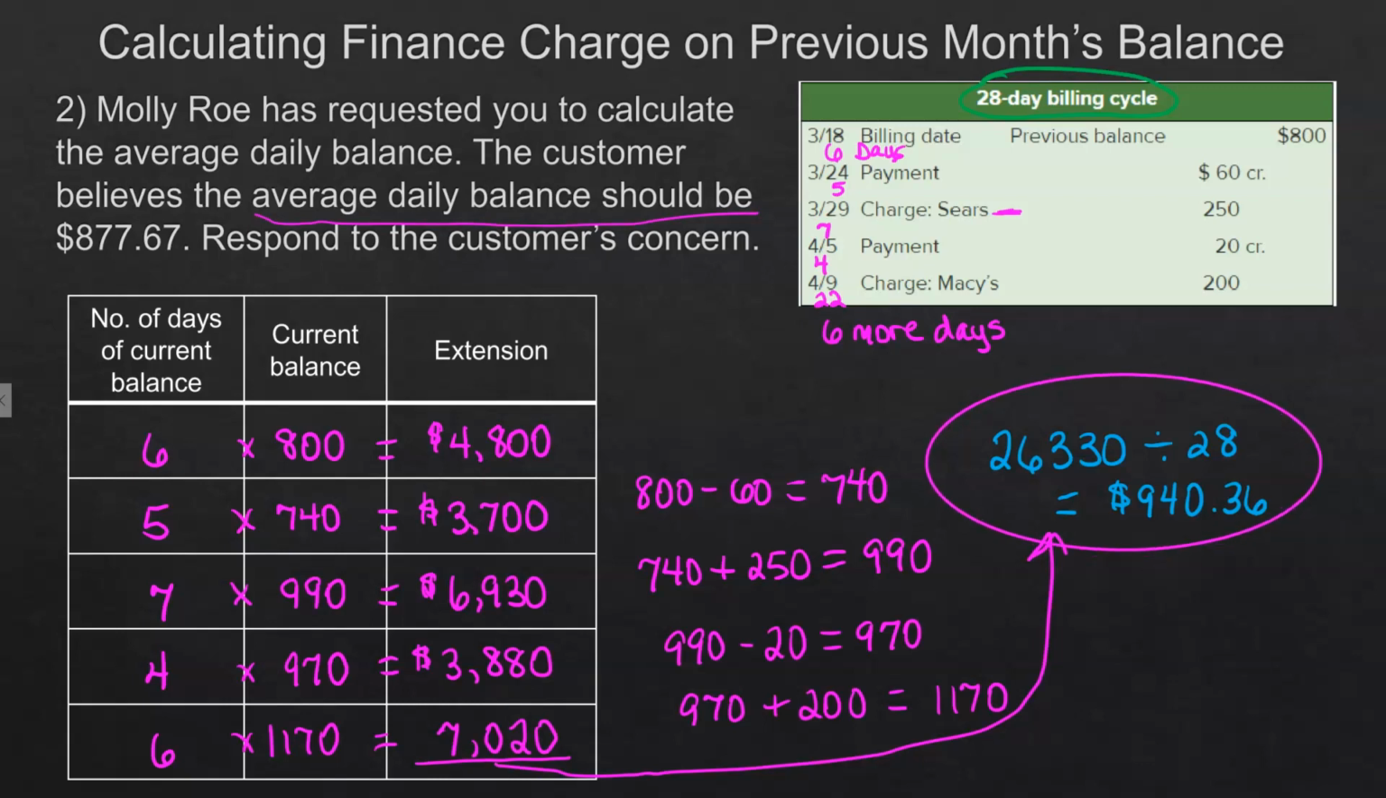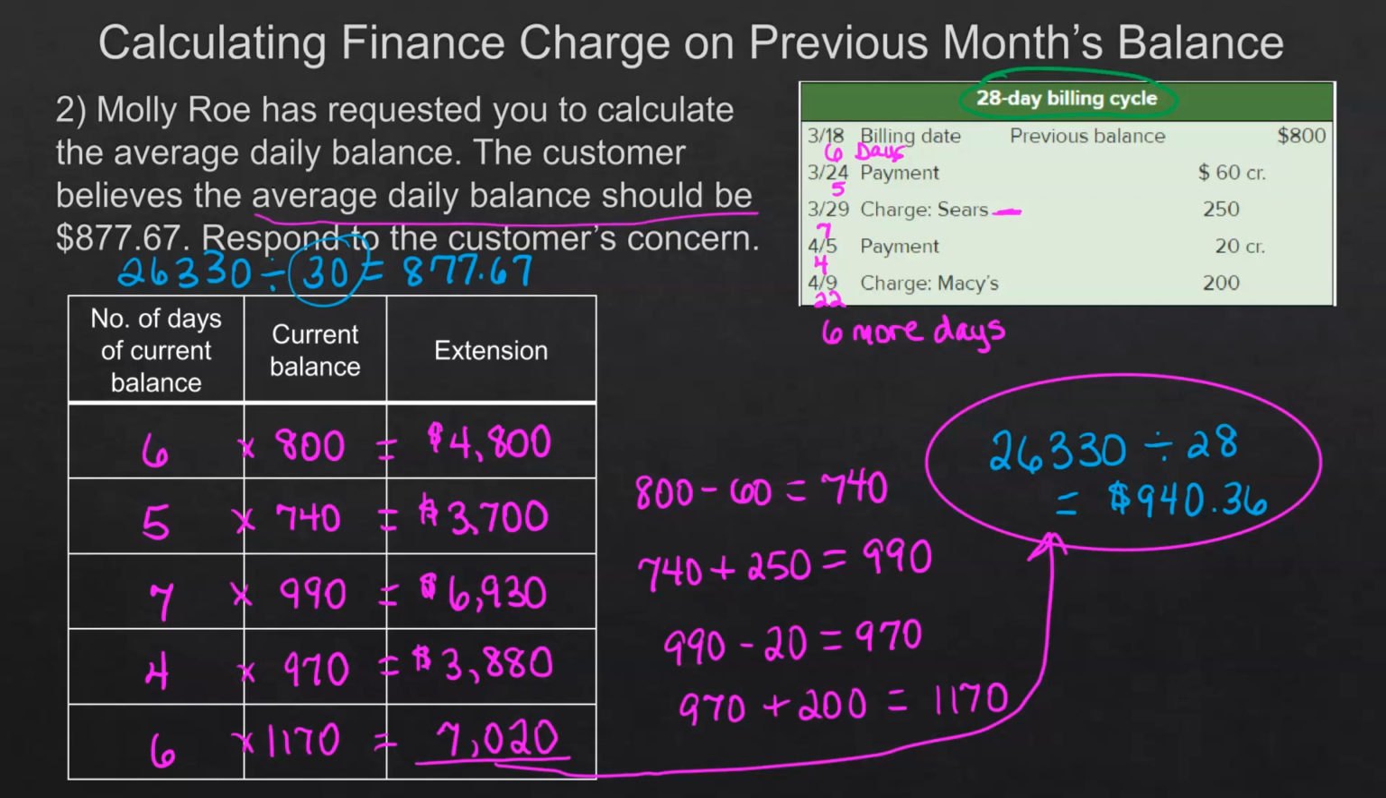And what you can check on is that the customer divided the 26,330 by 30 days, and that's where they got 877.67. And so that's the reason for this, right? The 30 days, and then you would just explain that that's what happened. Okay, so that's the rest of that example.